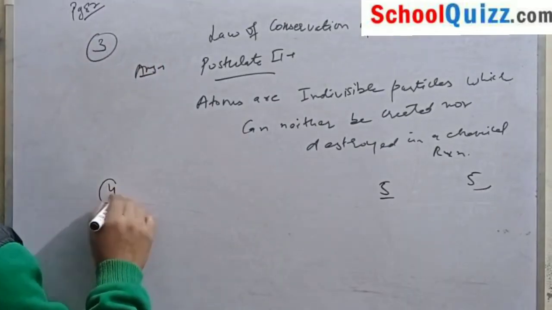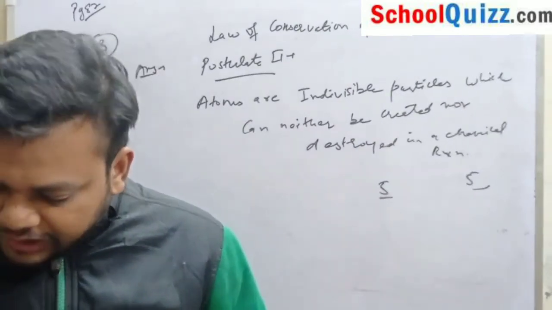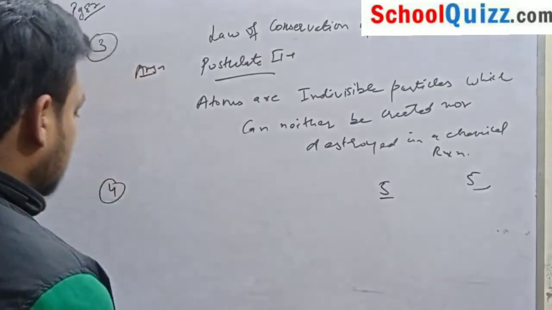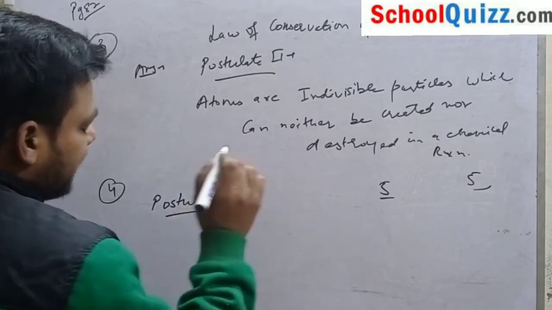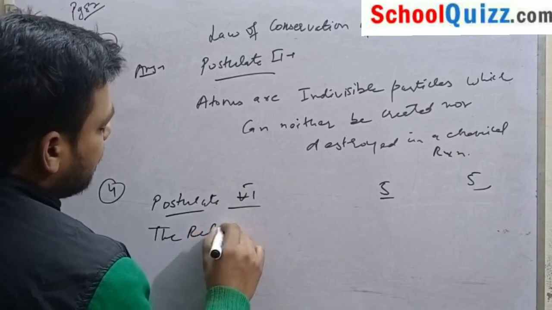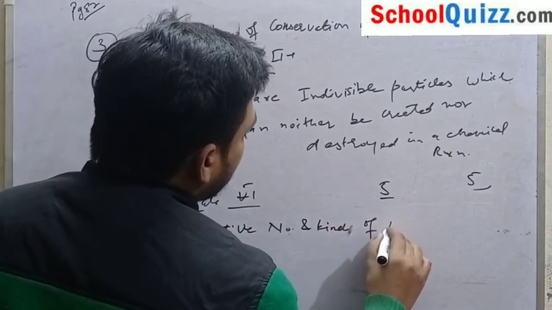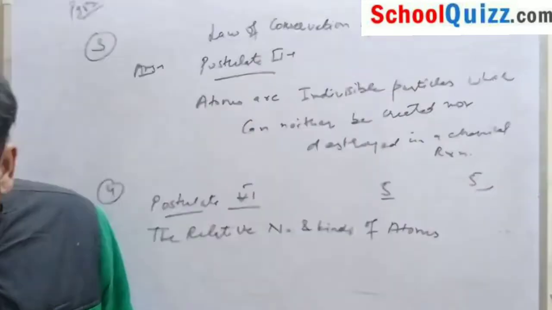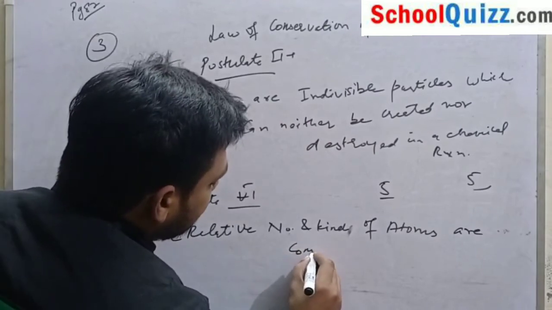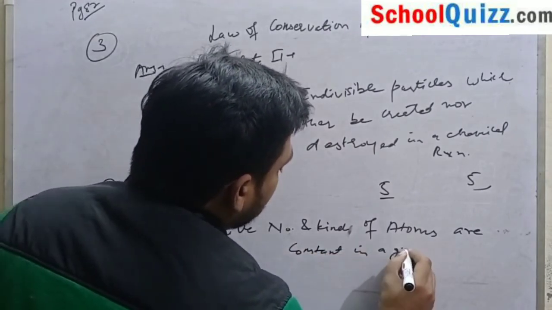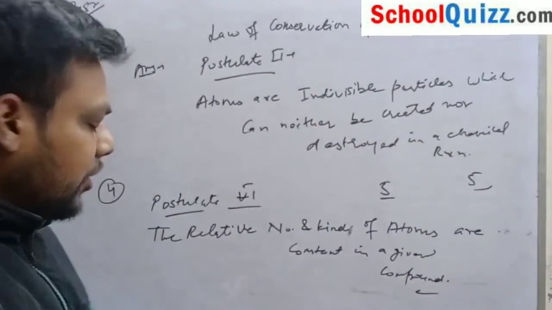Now we will move to our fourth question. Fourth question says, which postulate of Dalton's atomic theory can explain the law of definite proportions? Its answer is postulate 6, which we have already discussed. Postulate 6: the relative number and kind of atoms are constant in a given compound.